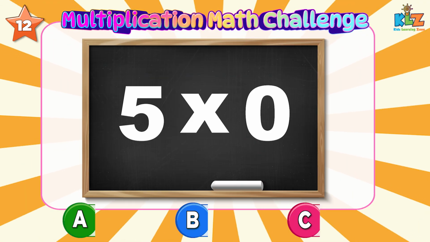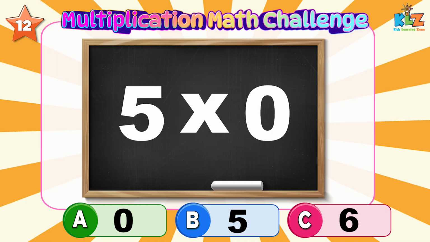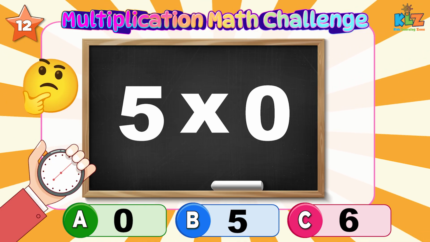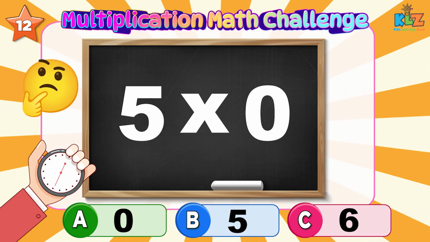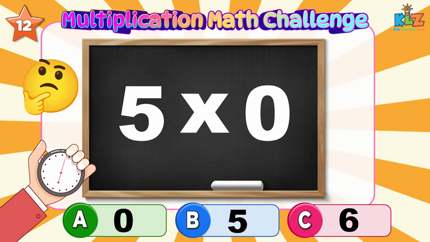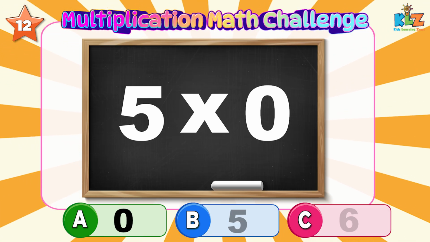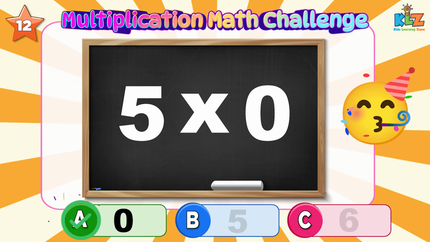What is 5 multiply 0? Can you solve it in 5 seconds? Correct answer, option A, 0. Great job.